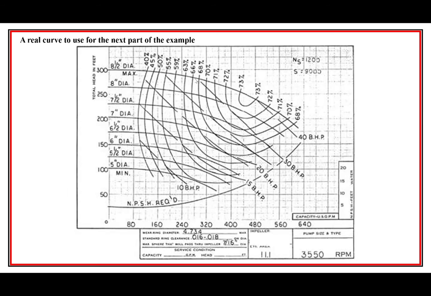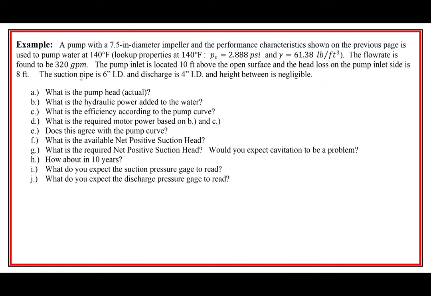And with this pump curve, you can see here's the 7.5 inch diameter impeller on that curve, and we use it with 140 degree Fahrenheit water. So we look up the properties and find the vapor pressure, and here's the specific weight. The flow rate is 320 gallons per minute.